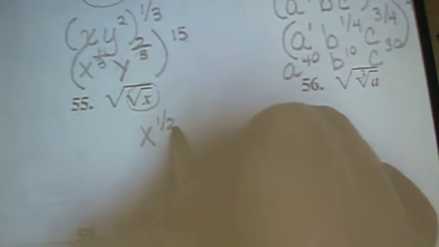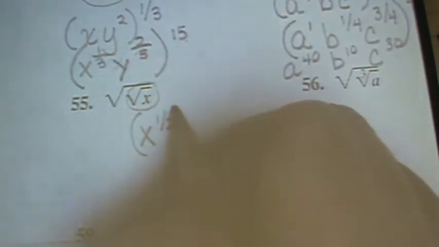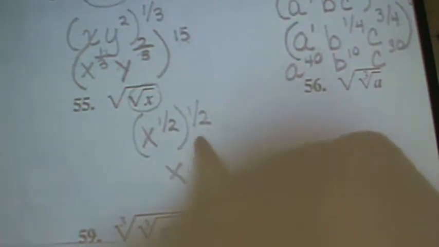Okay, next one. This is the square root of x. This is written x, you're going to go inside here. This is written x to the 1/2 power. And then this is the 1/2 power. So you have to know power to power, what do you do? You multiply these, so it's x to the 1/4 power.